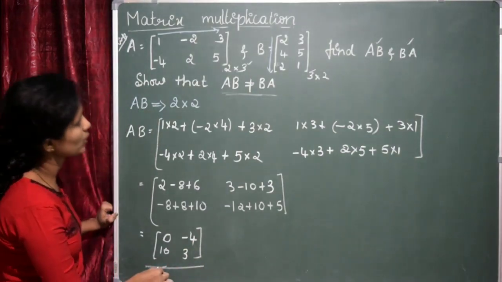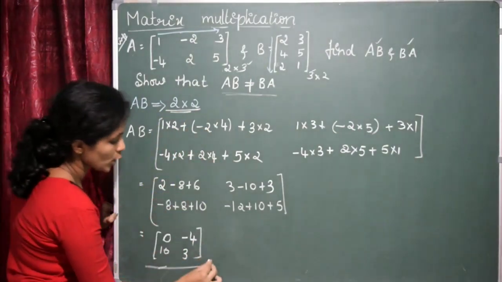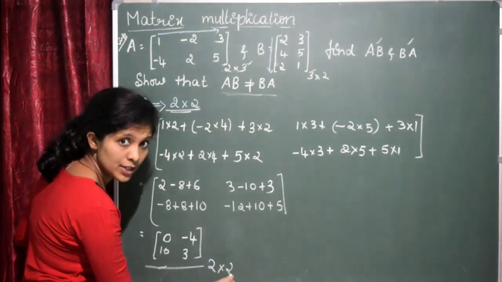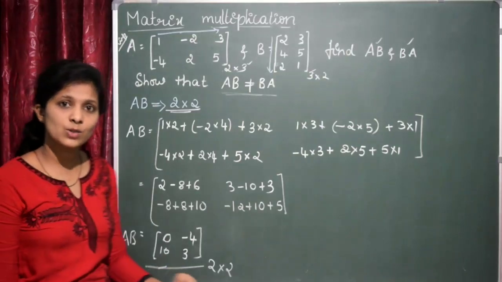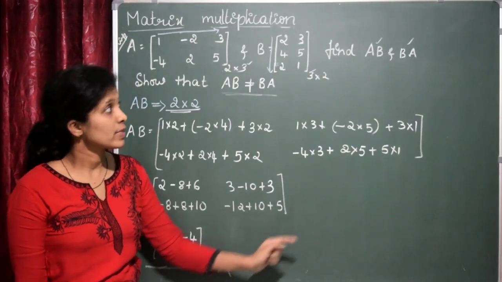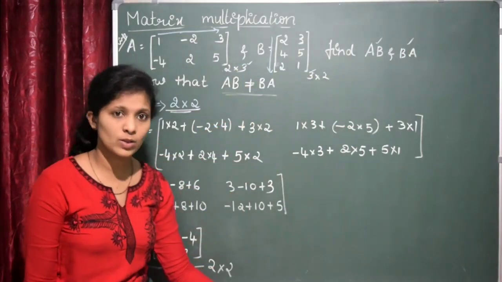The matrix is of order. We have to find the matrix of order 2 by 2. Understood? So we got the matrix AB of order 2 by 2. This is not completed, right? This problem is not completed. Now you have to find BA. Place is not there. So I'll erase this one.